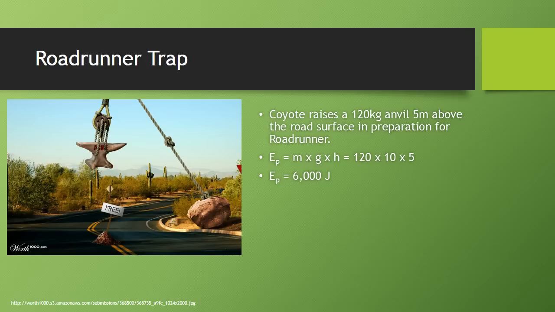Now what happens in this case if we double the height? So instead of 5 meters, it's 10 meters. Well, we simply plug in those values, 120 times 10 times 10, and we see here the energy has doubled. It's now 12,000 joules instead of 6,000. And the reason that has doubled is because there is no square in this equation. So it's a little bit different from the kinetic energy one in that regard.